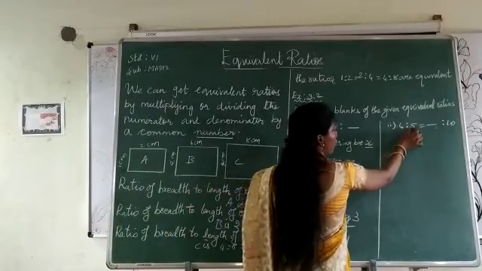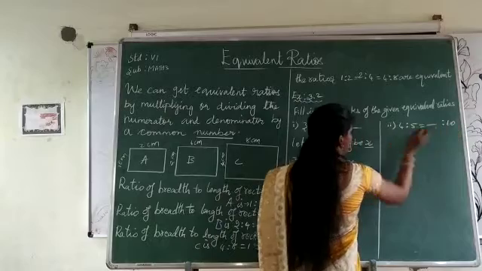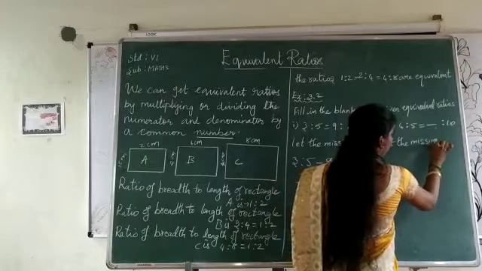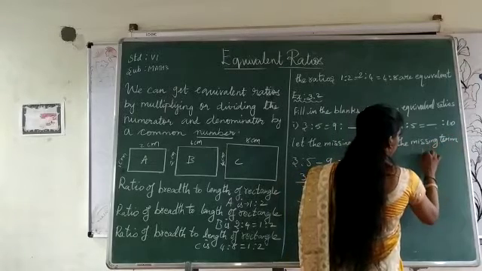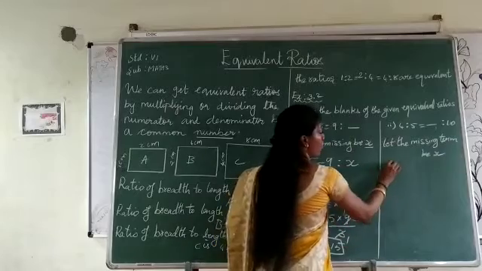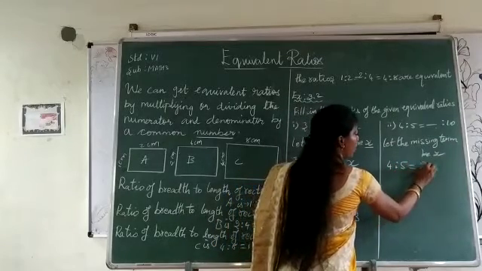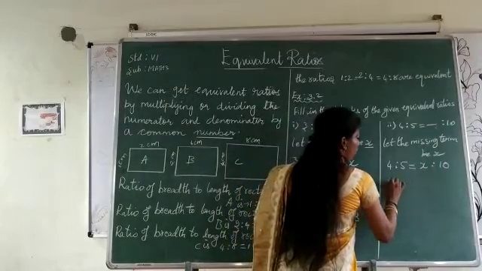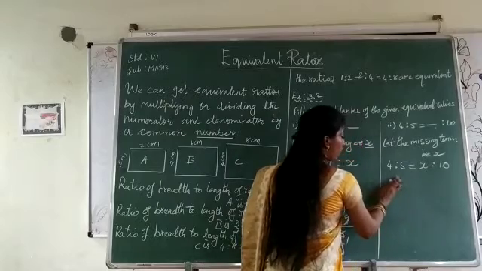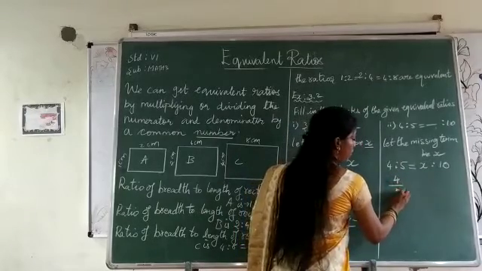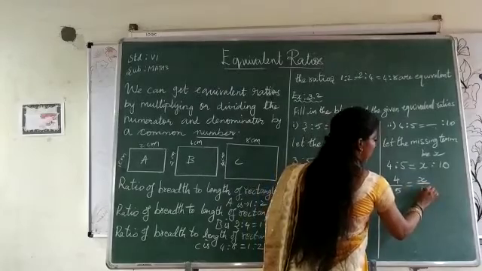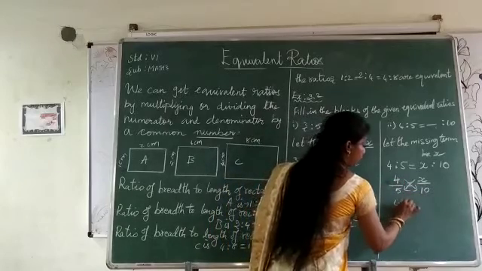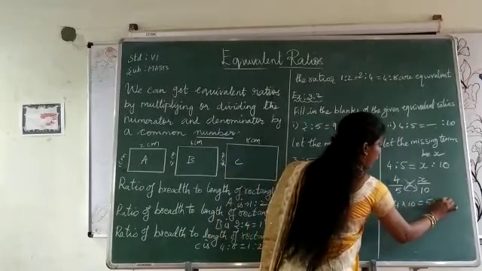And the second question, 4:5 is equal to blank is to 10. In the same way, let the missing term be x. 4:5 is equal to x is to 10. You have to find the x value here. Therefore, 4:5 you have to change into fractional form. 4/5 is equal to x by 10. Next step, you have to cross multiply the two fractions. 4 into 10 is equal to 5 into x.